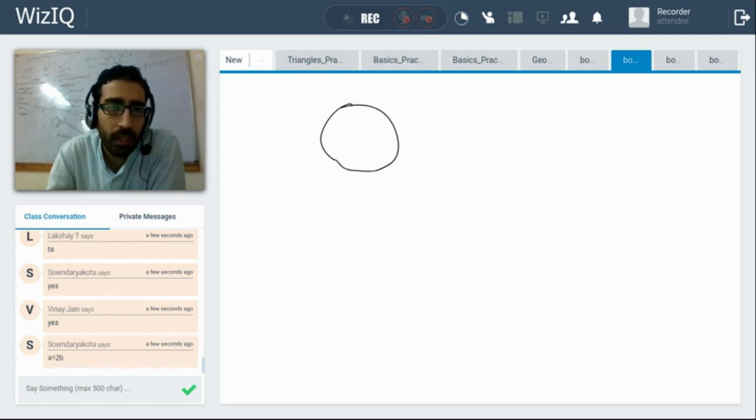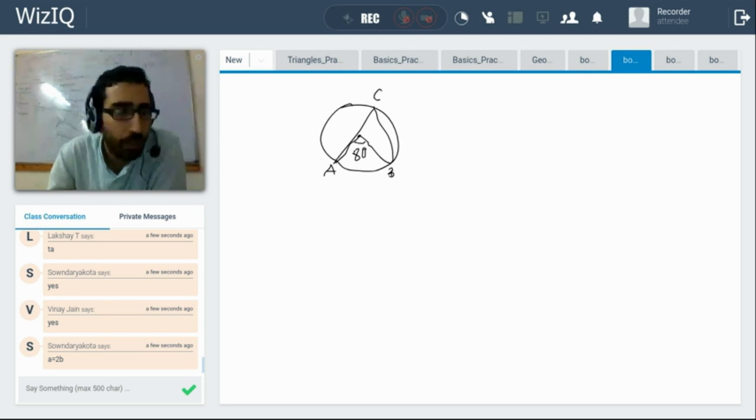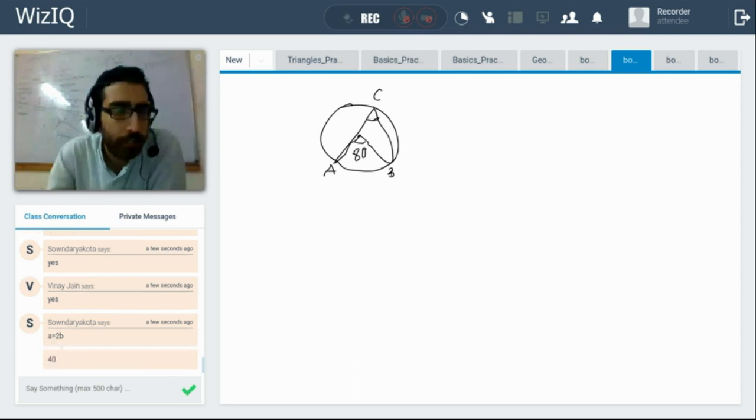What does that mean? This means that if this is my arc AB, and this angle is 80 degrees, then how much is angle ACB going to be? How much is this angle going to be? 40. This angle is going to be 40. Good.